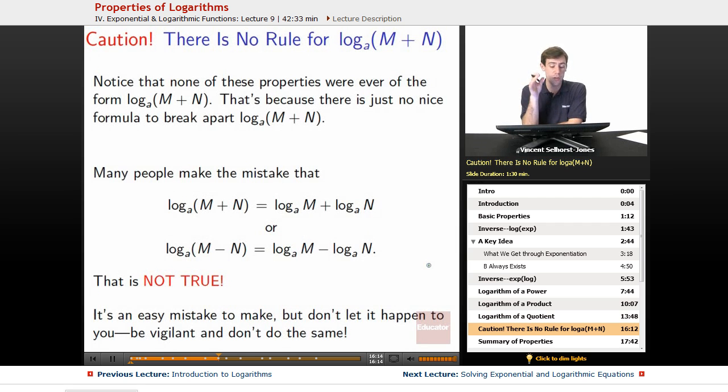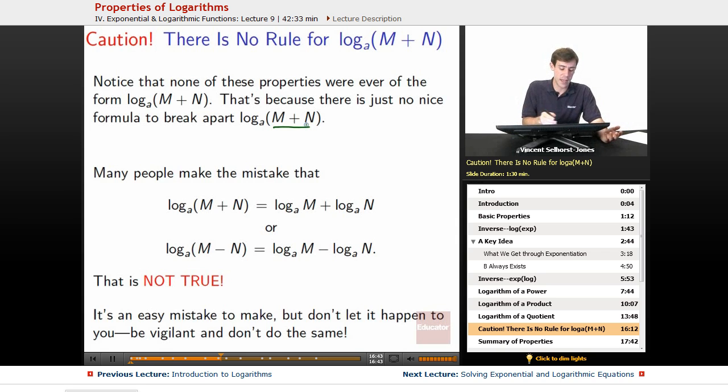Want to caution you, there's no rule for log of m plus n. Notice, none of these properties were ever of the form log m plus n inside of there. That's because there's just no nice formula to break apart log m plus n. So if you've got log of a quantity, and inside of that quantity it's something plus something else, there's no special rules. Sorry, there's just no easy way around it. You're going to have to work things out in a complicated way. There's no way to just break things apart or put things together anymore.